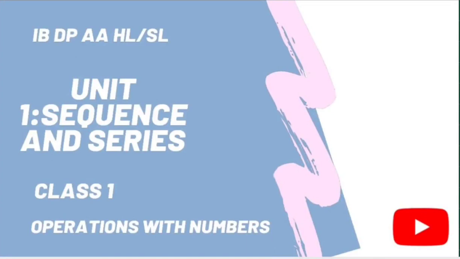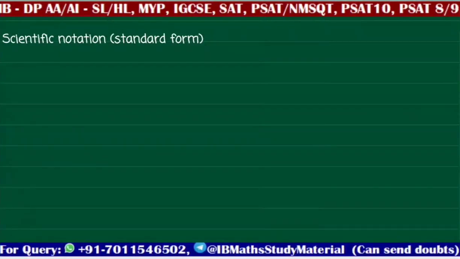Hello and welcome to IB Mathematics. So today we are starting with Unit 1, Sequence and Series. This is class 1 and we are starting with the topic Operation with Numbers. Operation with numbers is basically about scientific notation or the standard form.